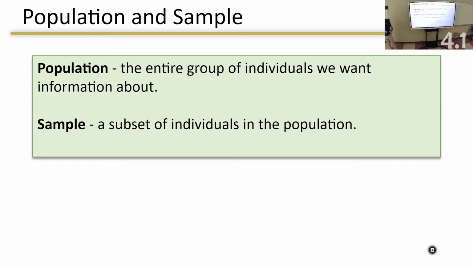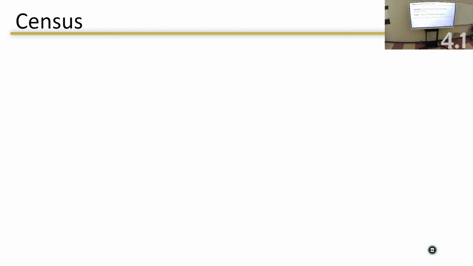But then they tell me where. Well, it was across the United States. So now the population is all 13 to 18-year-olds across the United States. Pretty easy, yeah? Okay with all that?